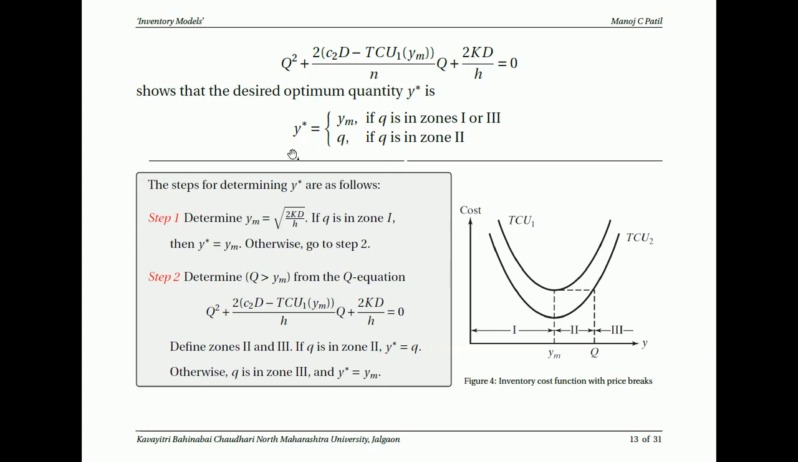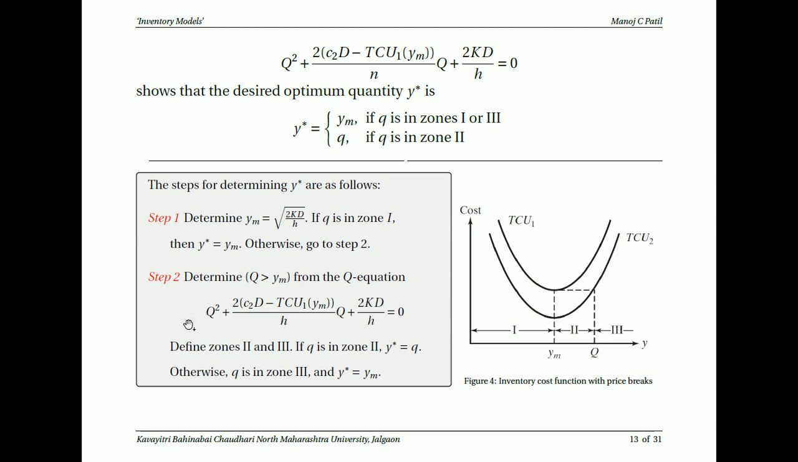Let's move to the following algorithm for obtaining the EOQ for the price break. Step 1: determine Ym, which we have already done. Now, if the price break q is in zone 1, that is 0 to Ym, then Y star is equal to Ym, no need to go to step 2. But if small q, that is the price break, is not in zone 1, that is it is greater than Ym, then we have to calculate capital Q by solving that quadratic equation.